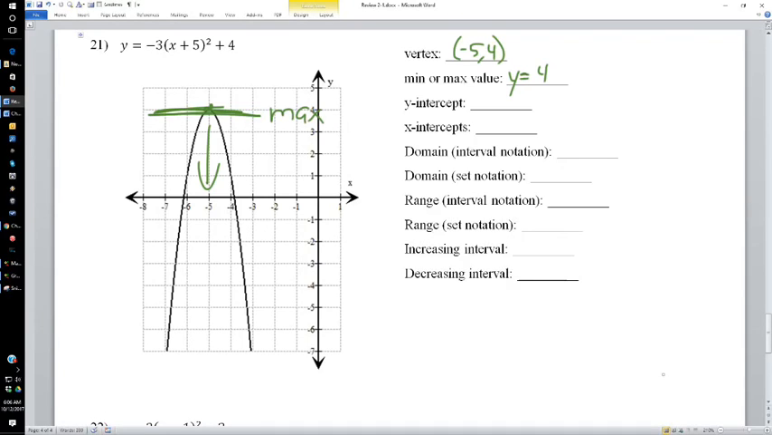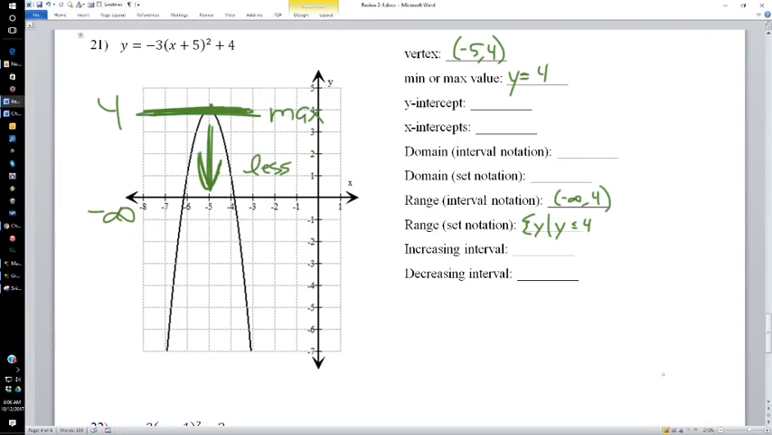And then I'm going to go ahead and do my range, because this talks about your y values. My highest y is 4, and my lowest y is negative infinity. So just put them in order: negative infinity to 4. And in set notation, remember, introduce your y, then talk about it. If you're below the 4, are you less than the 4 or greater than the 4? In this case, it's less. So y is less than or equal to 4.